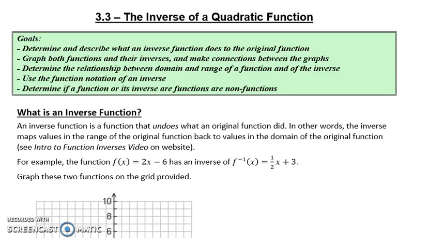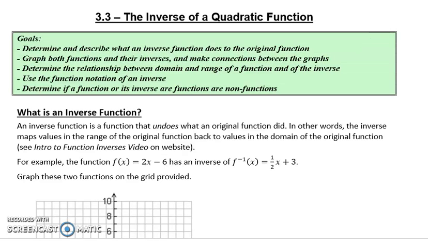In other words, the inverse maps values in the range of the original function back to values in the domain of the original function. And there's an intro to function inverses video on the website if you have more questions about that. So for example, the function f(x) = 2x - 6 has an inverse of f^-1(x) = 1/2 x + 3. That negative 1 doesn't mean anything wonky except that it means inverse. It doesn't mean the power of negative 1.